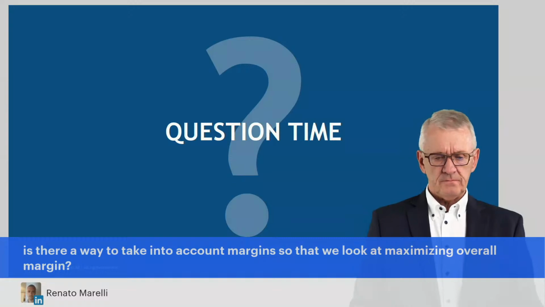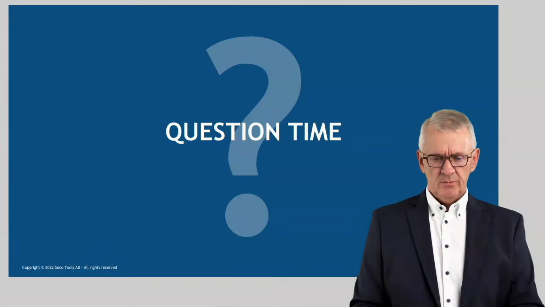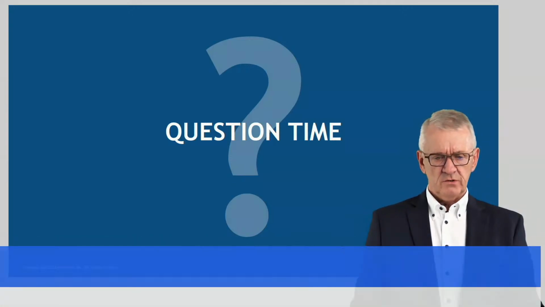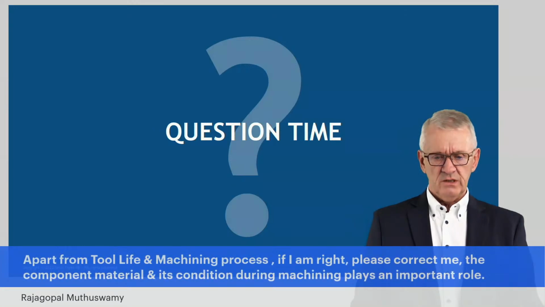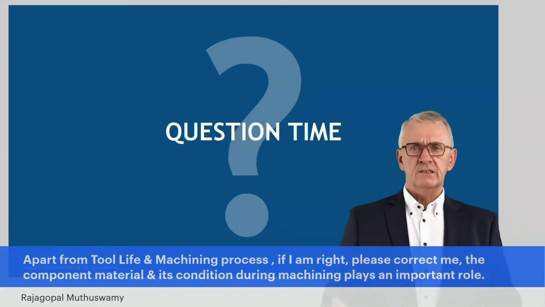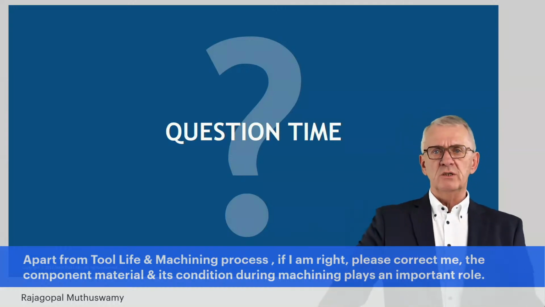The next question: apart from tool life and machining process, if I'm right, please correct me, the component material and its condition during machining. It's the example I gave you. It's machinability of the workpiece material.